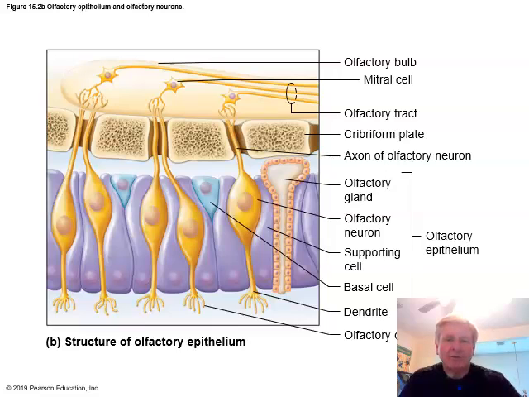Then you have the cribriform plate, which is where the axons of those olfactory neurons pass through. That's the reason it has so many perforations. Then they synapse with the mitral cells in the olfactory bulb. The axons of the olfactory bulb then become the olfactory nerve, cranial nerve number 1, which lies just below the frontal lobe of the brain.